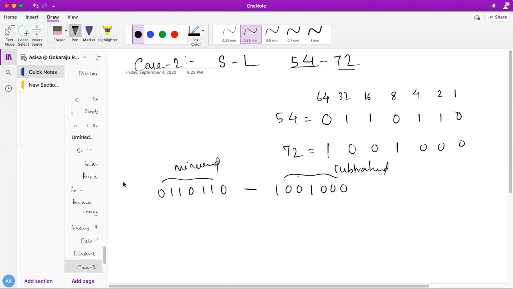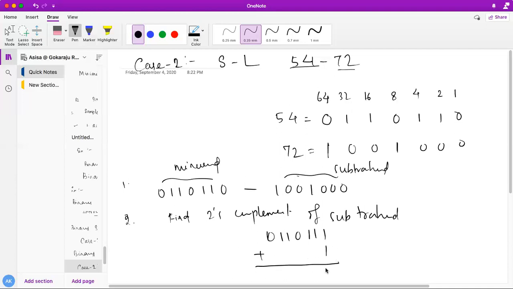So first rule is I have just mapped the equal number of bits of the binary. Next, second one is find 2s complement of subtrahend. In order to find 2s complement of subtrahend, 1s complement of subtrahend is actually 0, 1, 1, 0, 1, 1, 1 plus 1, which is actually 2s complement of subtrahend. So this is 1, 1, 0, carry is 1, 1, 1, 0, carry is 1, 1, 1, 0, carry is 1. So this is 1, 1, 1, 0. So this is actually my 2s complement of the subtrahend.